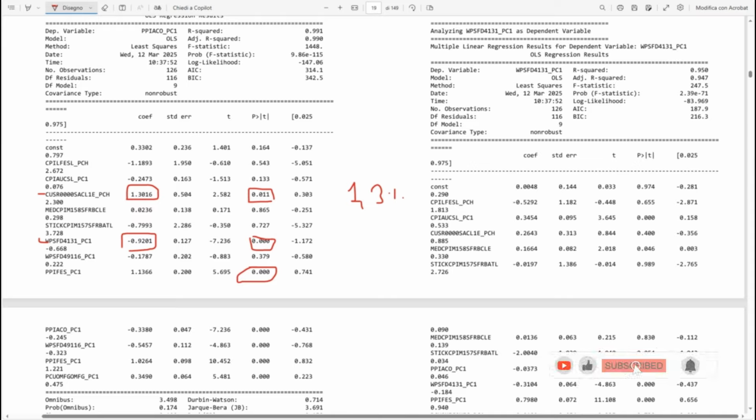Bear with me one second. So, okay, I don't actually find it.